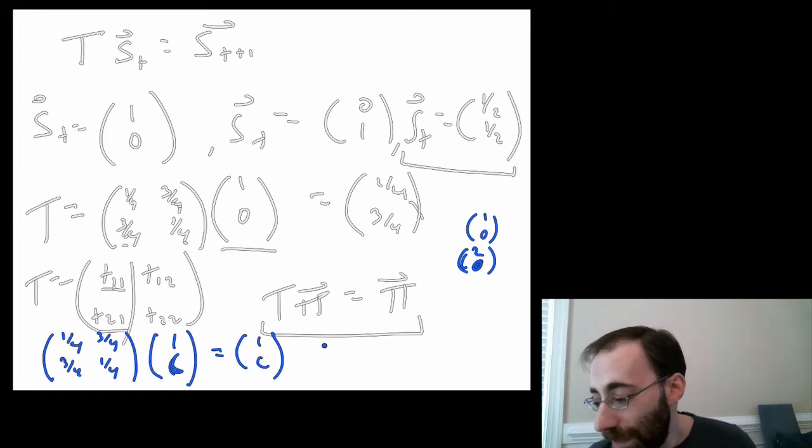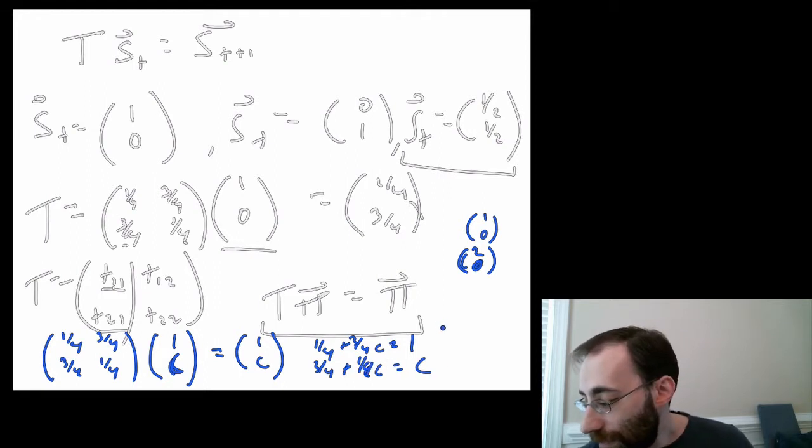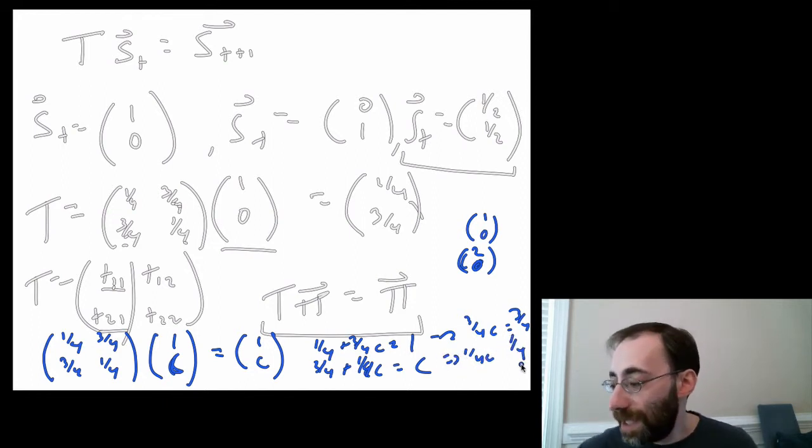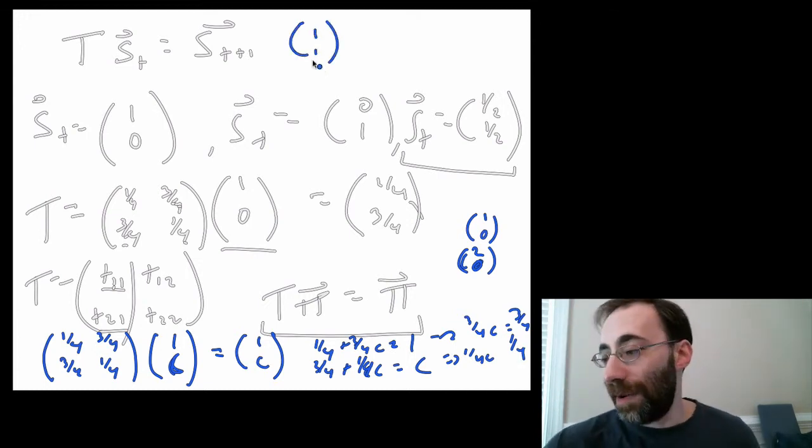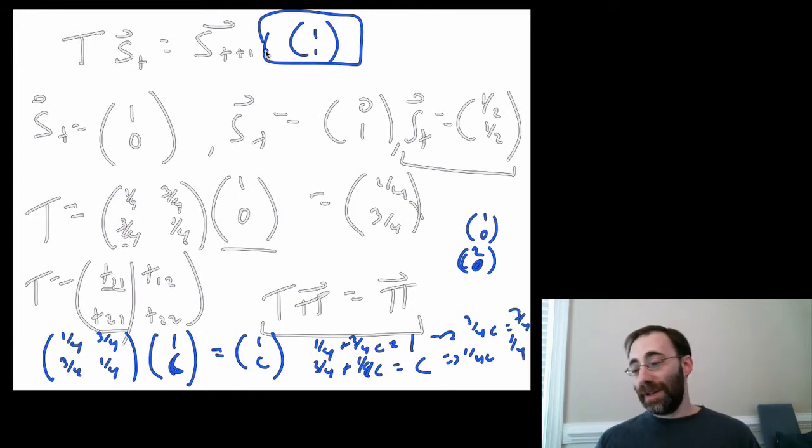We can check that. The first equation is 1/4 plus 3/4 c equals 1. The second equation is 3/4 plus 1/4 c equals c. This first one implies 3/4 c equals 3/4. This one implies 1/4 c equals 1/4. In both cases, c is 1. So we have this up here, I'm up here now, is the potential eigenvector.